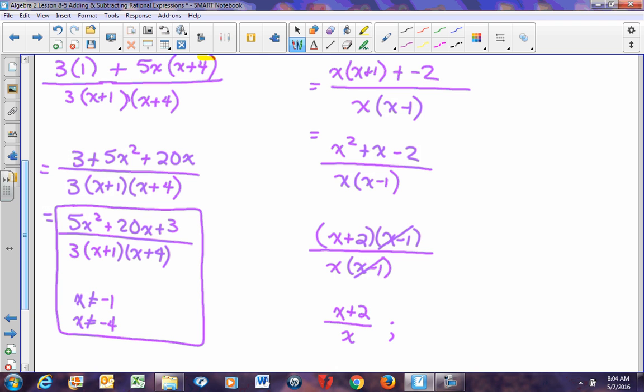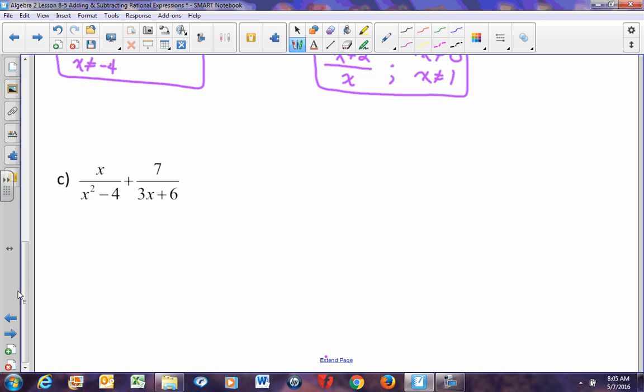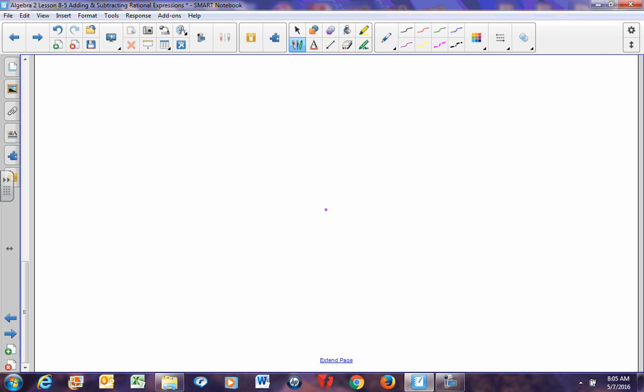But my restrictions are x cannot equal 0 and x cannot equal 1. There's the simplification of that particular problem, along with its restrictions. Number 3. Let's see the way you want to look at it.